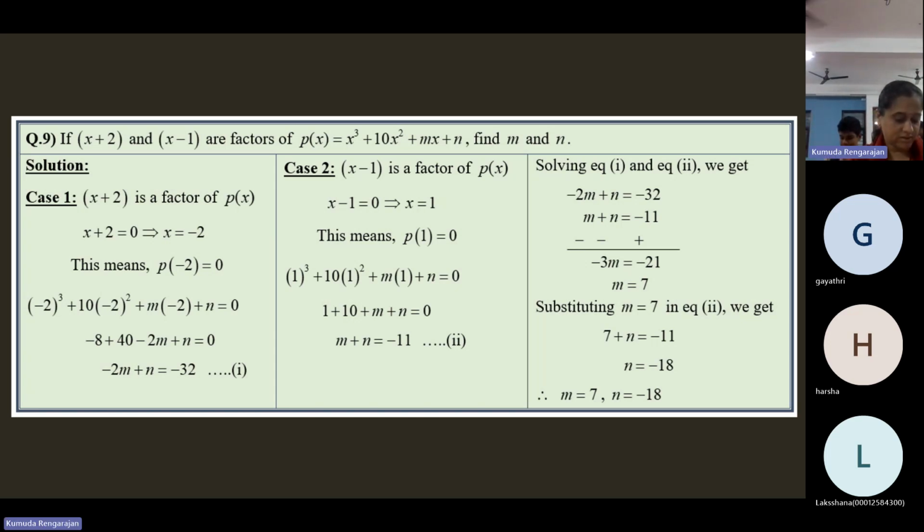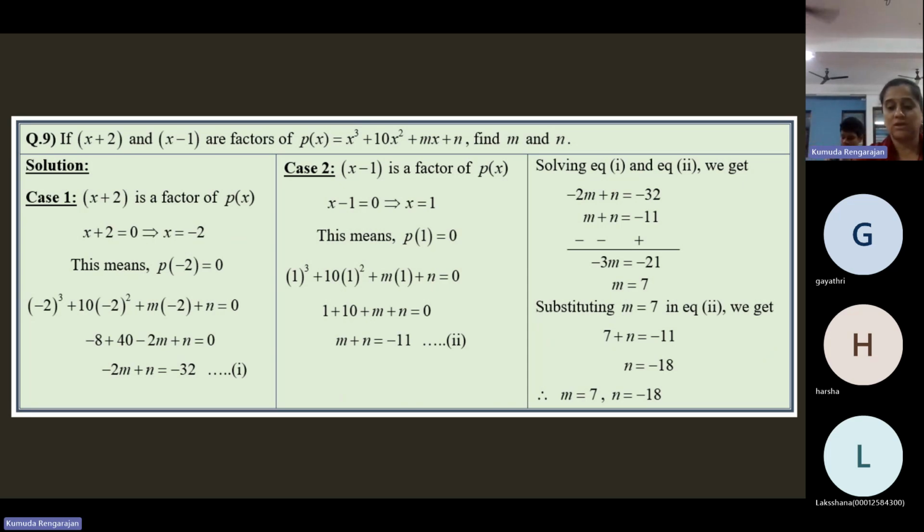See, this I see with some of the children. How have I presented the answer? P of -2 is equal to 0. Where is that? You're directly having P of x minus 2. See, what you have presented is an expression, -2m plus n plus 32. This is an expression. This one is not an equation.